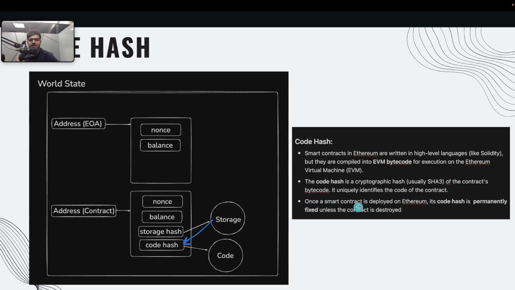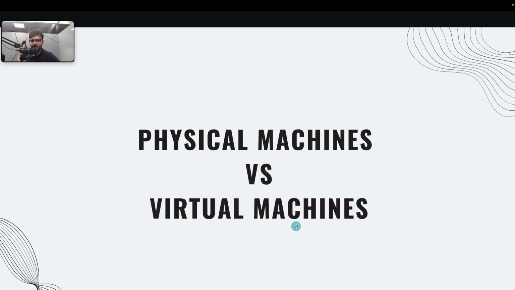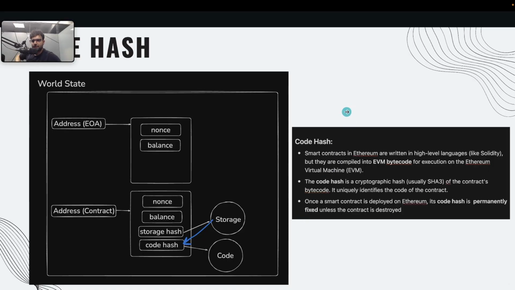So once the smart contract is deployed, its code hash is permanently fixed unless the contract is destroyed. So this code hash doesn't change. The storage hash changes a lot as your storage changes as well. That is a brief of the Ethereum world state.